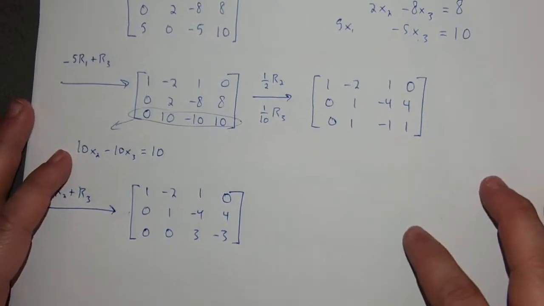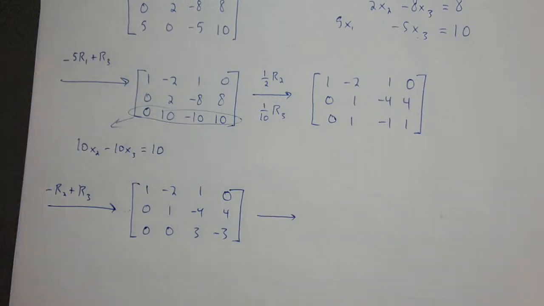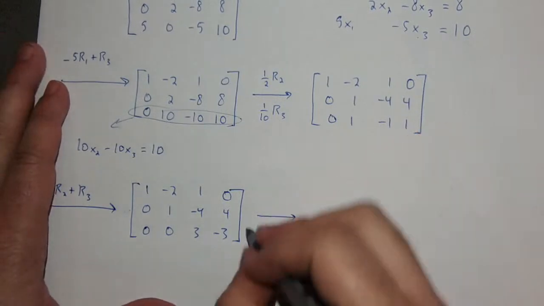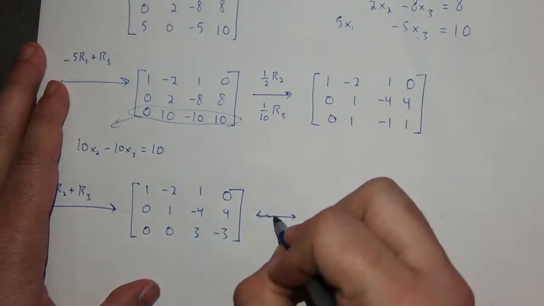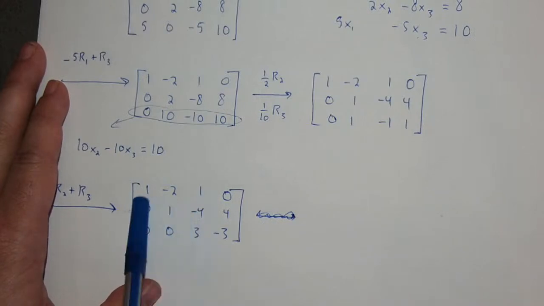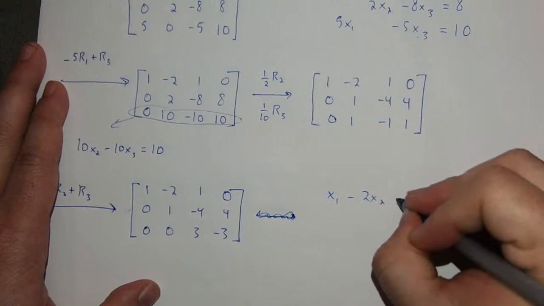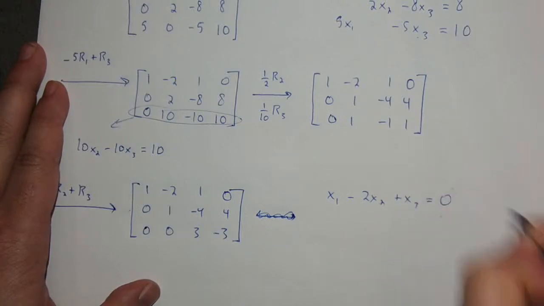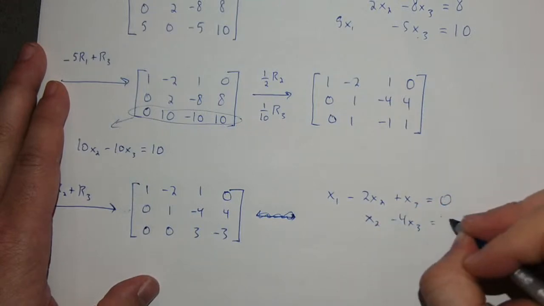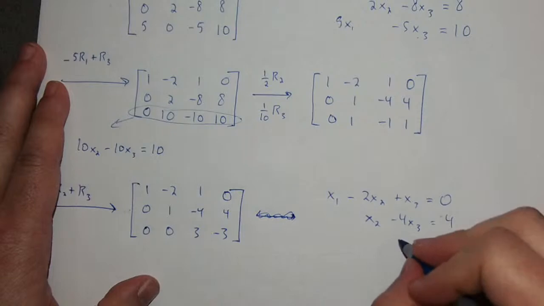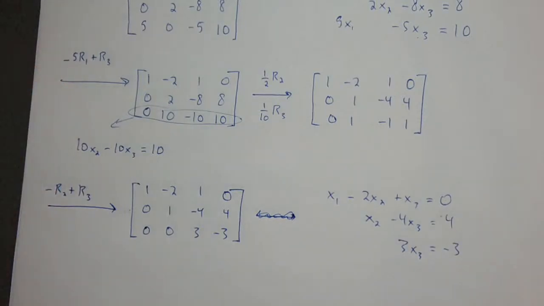And so I can make my life easier here by scaling this. I don't have to. In fact, let's not. Let's just check and see what's going on here. So let's rewrite the system. The system I have is x sub 1 minus 2x sub 2 plus x sub 3 is equal to 0. x sub 2 minus 4x sub 3 is equal to 4. And the last one is 3x sub 3 is equal to minus 3. Okay. So here's my system.